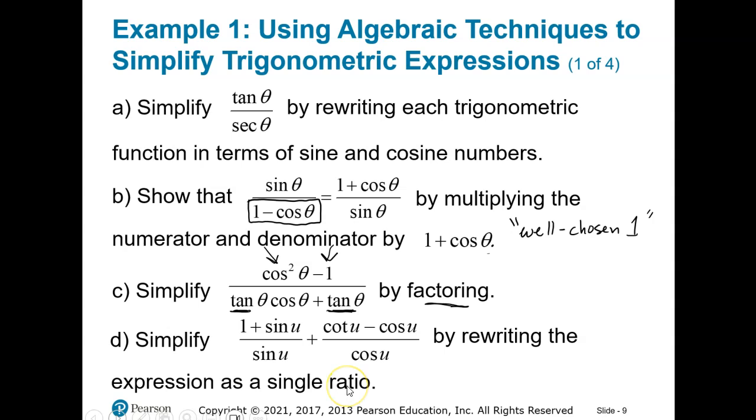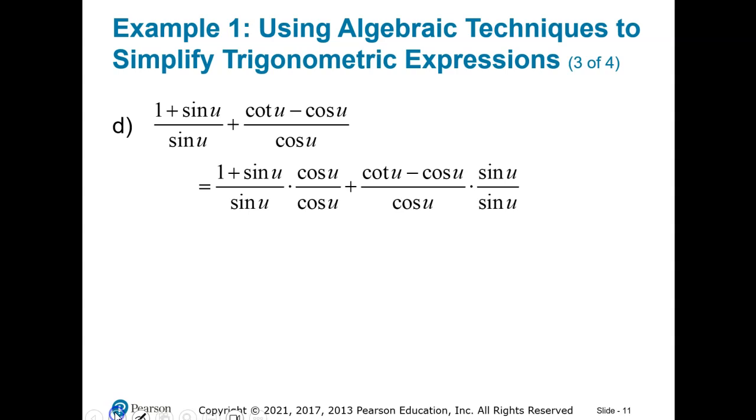All right, and finally we want to simplify 1 plus sine over sine, cotangent minus cosine over cosine, by getting a single ratio. Again, that's just common denominators, and combine those fractions. So the common denominator here is going to be sine times cosine. So we're going to need to multiply the first fraction by cosine, the second fraction by sine. The left one gets multiplied by cosine over cosine. Again, that's that well-chosen one that it referred to. The second one gets multiplied by sine over sine, and that gives us that common denominator of sine cosine.